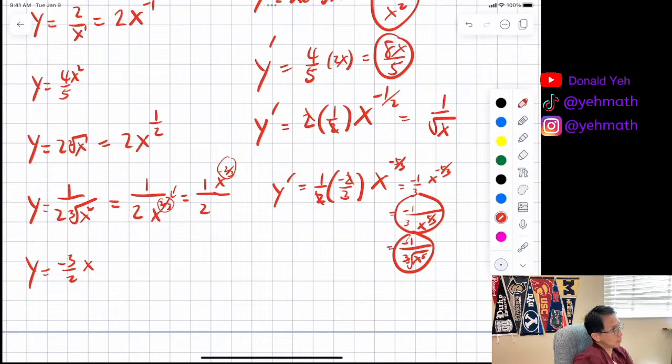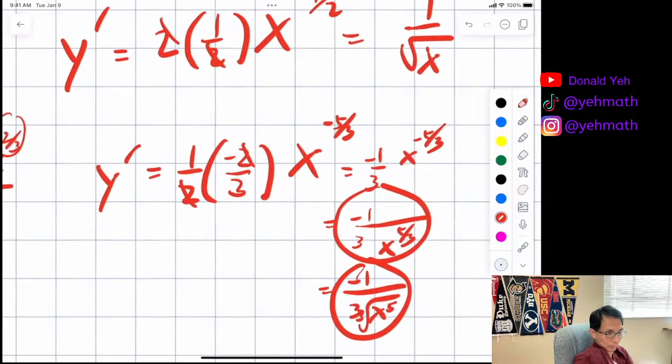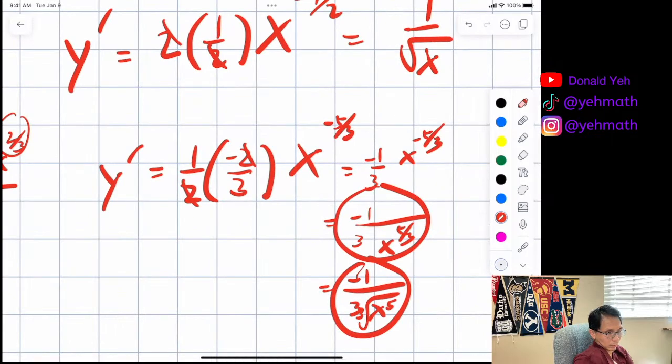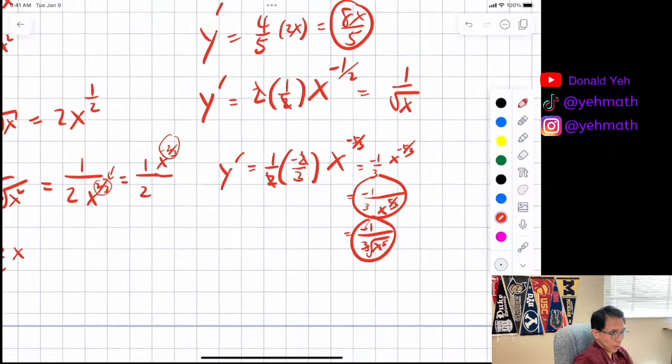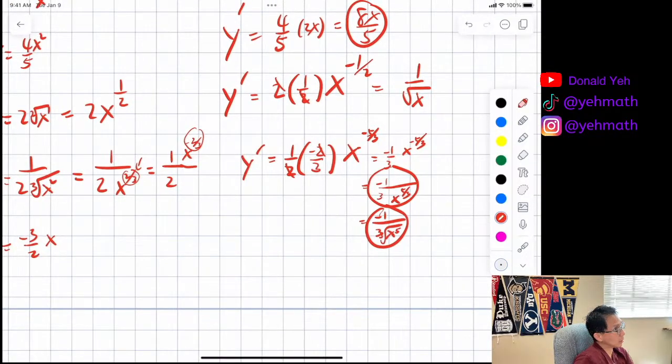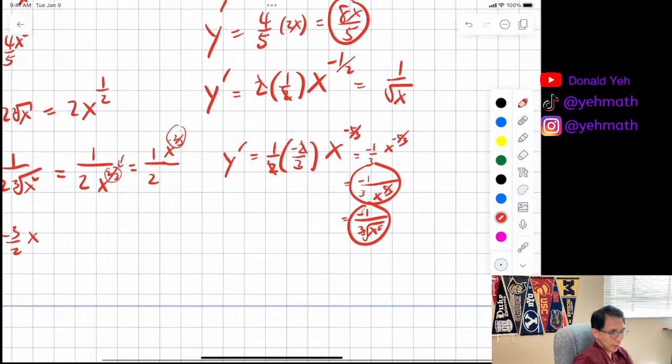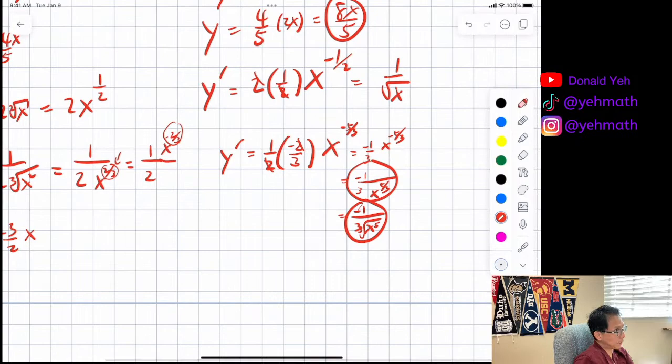Isn't it 2 times that, not 3? Why is it 3 times that? 3 times the cube root of x to the 5, because this 2 cancels out. There's a 1/2 in the front. You forgot about that 1/2? That 1/2 is always there. It simplifies.